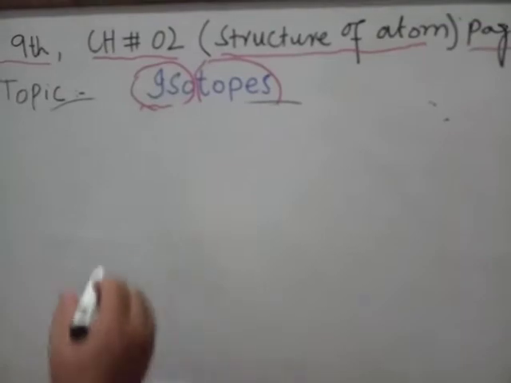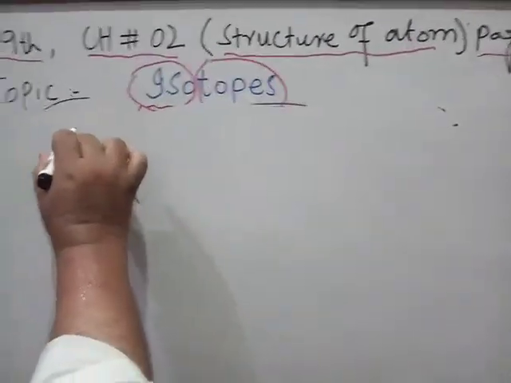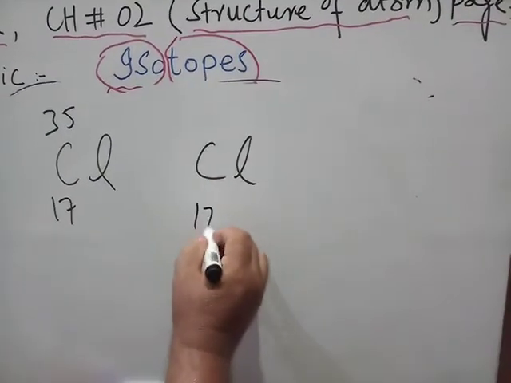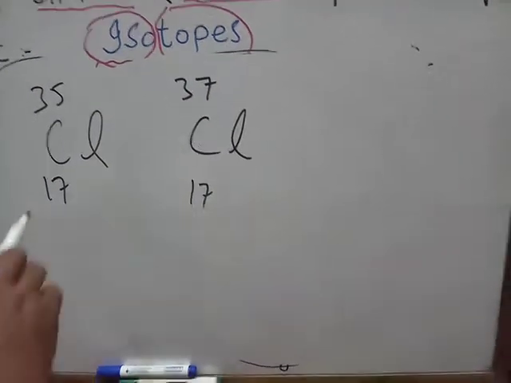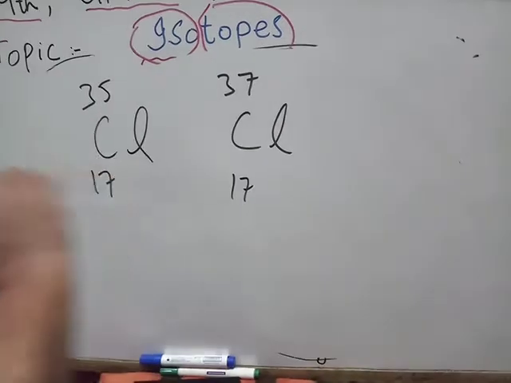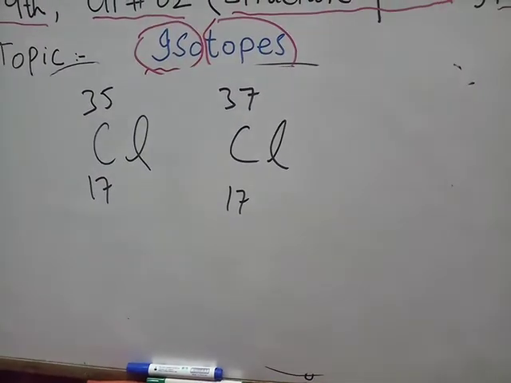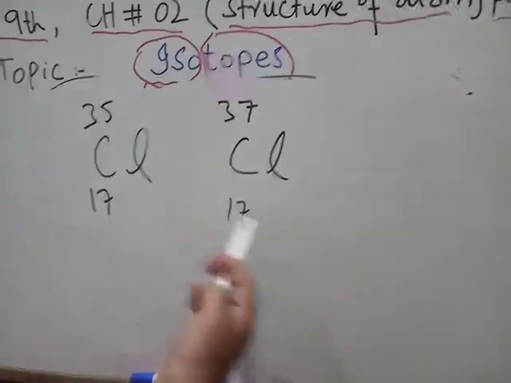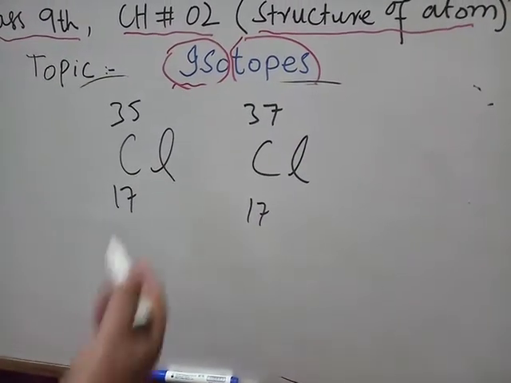Now let us proceed towards the isotopes of chlorine. Chlorine has two isotopes, Cl-17-35 and Cl-17-37. Remember that this represents atomic number and mass number. Cl is the symbol for chlorine. Both of these have the same atomic number, 17 and 17, but the mass numbers are different. So these are isotopes of each other.